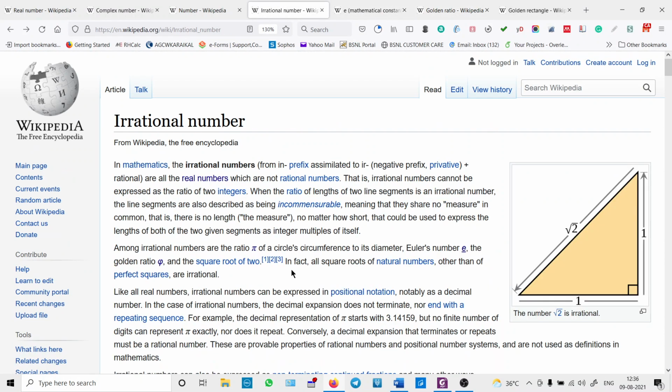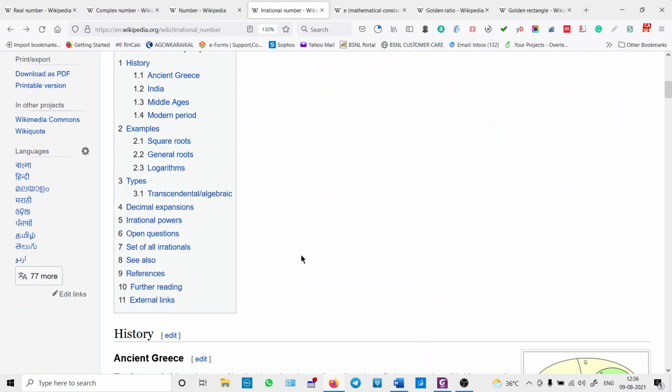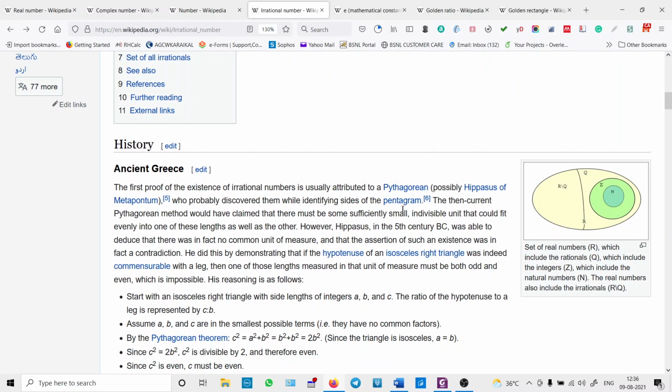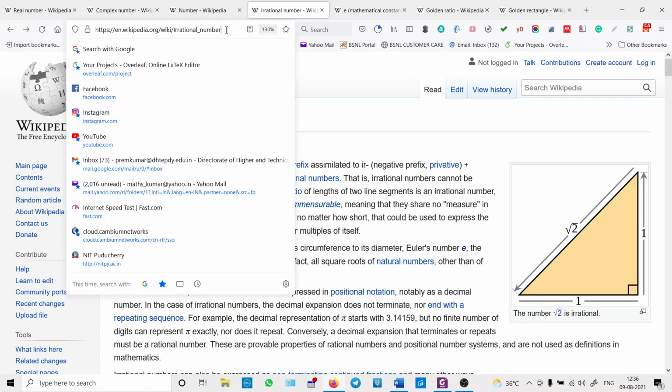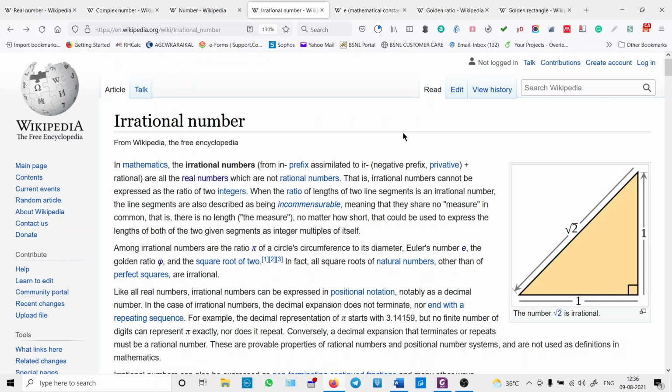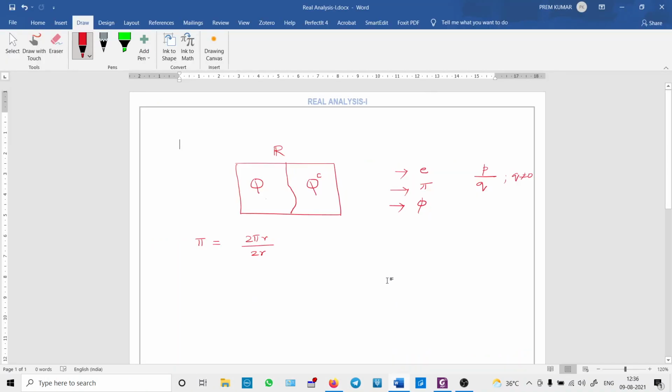So these are the famous irrational numbers, and this is enough, I think. If you want, you can refer to this link and gain more knowledge about irrational numbers and other concepts. So we just studied the basics of numbers, what the different numbers are, the relationships, and some basic concepts.